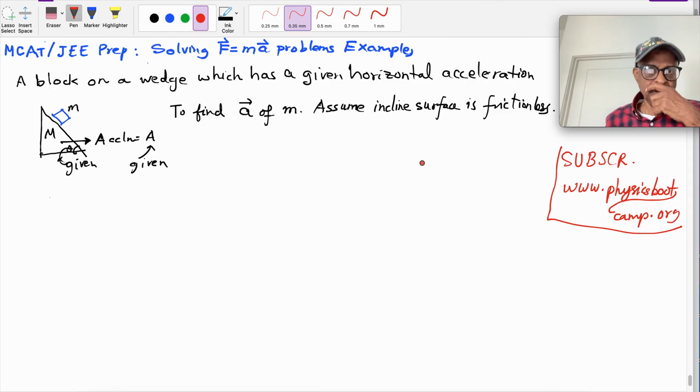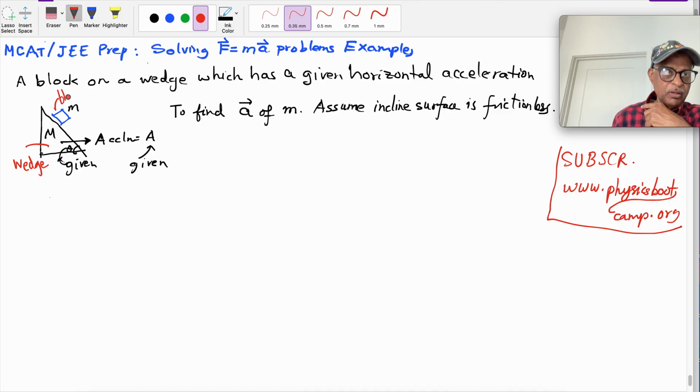All right, so let me see what the problem is. Here's a block, and it's on a wedge. So this is the wedge, and this is the block. Both are moving, and other objects are there, like a table, but all those things don't matter.